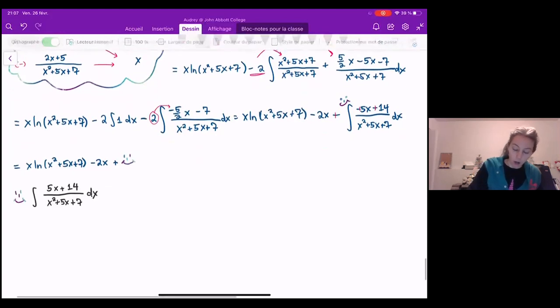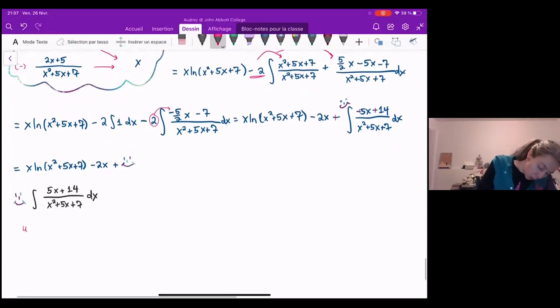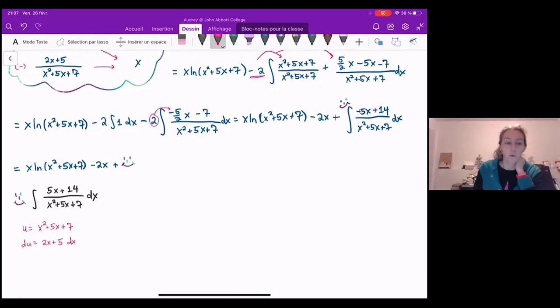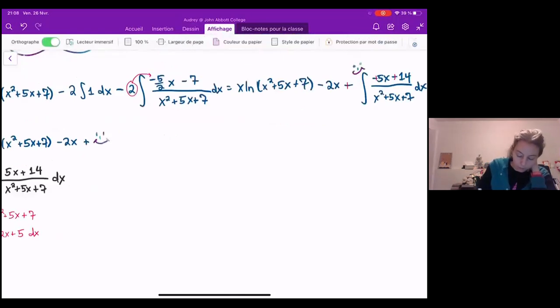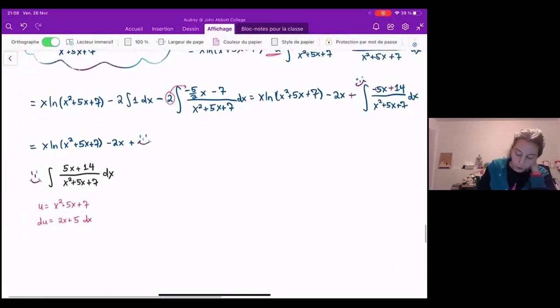So we start off by saying u is equal to x squared plus 5x plus 7. So then du is 2x plus 5 dx. And we know that's always the first thing that we want to check anyway. Does the substitution work? Well, it doesn't. So what we're going to do is make it happen. We're going to force it. I have 5x plus 14 on the top, but I want 2x plus 5. So I'm going to multiply here by 2 over 5.